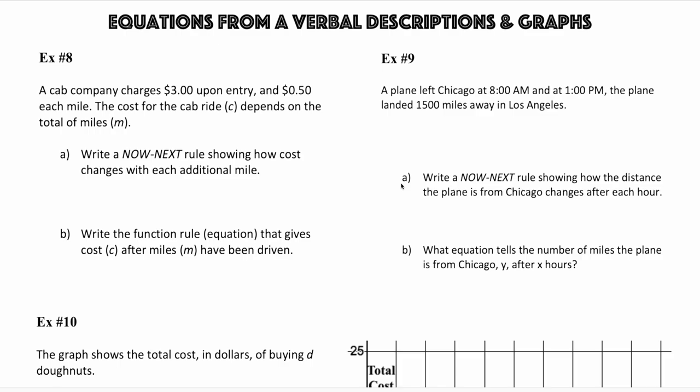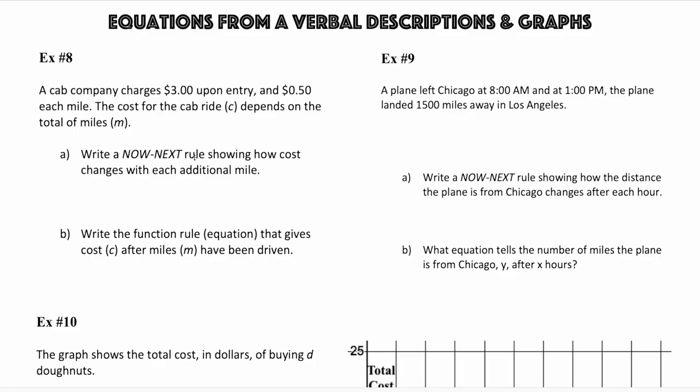This video is on linear equations and slope-intercept form. These will be equations from a verbal description and graphs. Example A says a cab company charges $3 upon entry and 50 cents each mile. The cost for the cab ride C depends on the total miles M.